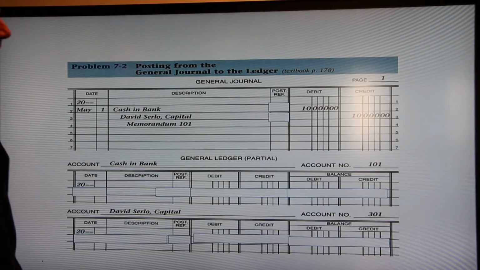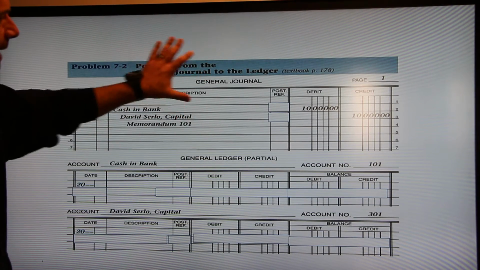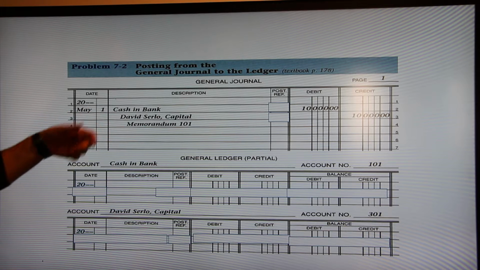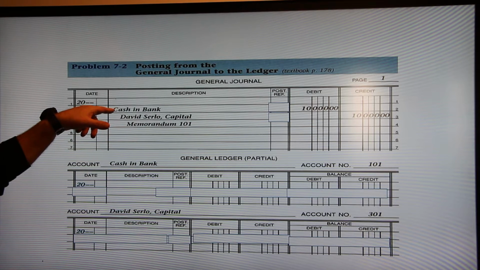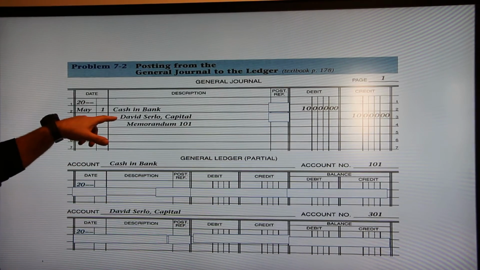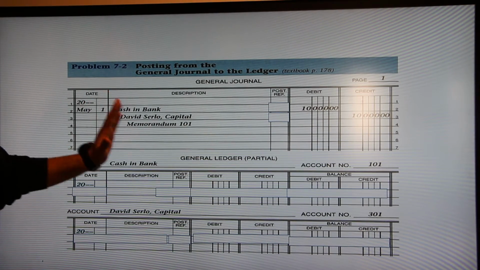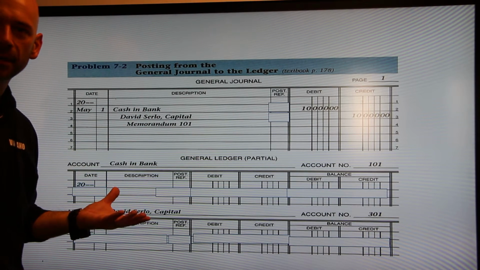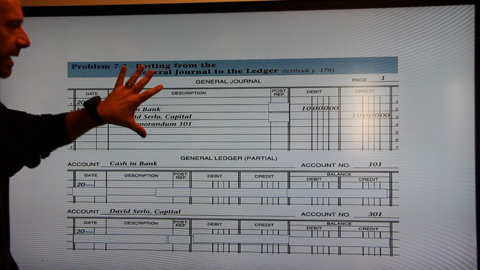Alright, so this should look familiar to you. Up here we have our general journal, okay? And like we did in the last chapter, we just took the transaction, the two accounts that were affected, we listed the debited account first, and we wrote the debited amount. We then listed our credit account, we indented it a little bit, and put the credited amount. And then finally we wrote the source document if we need to verify where we got it from. So that's where we stopped.